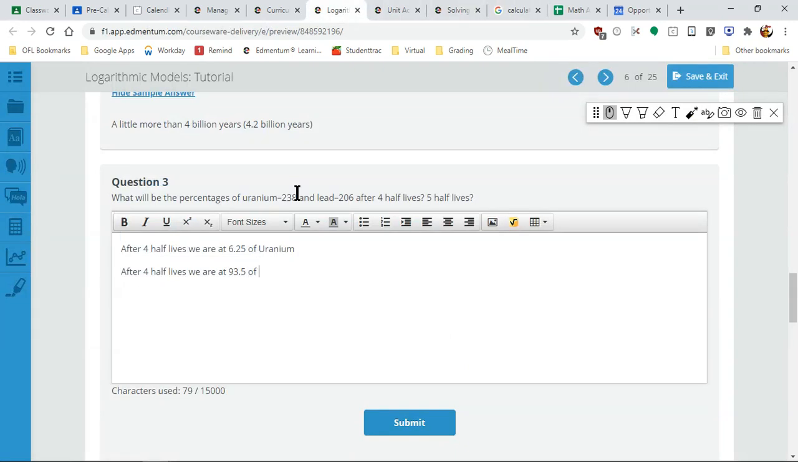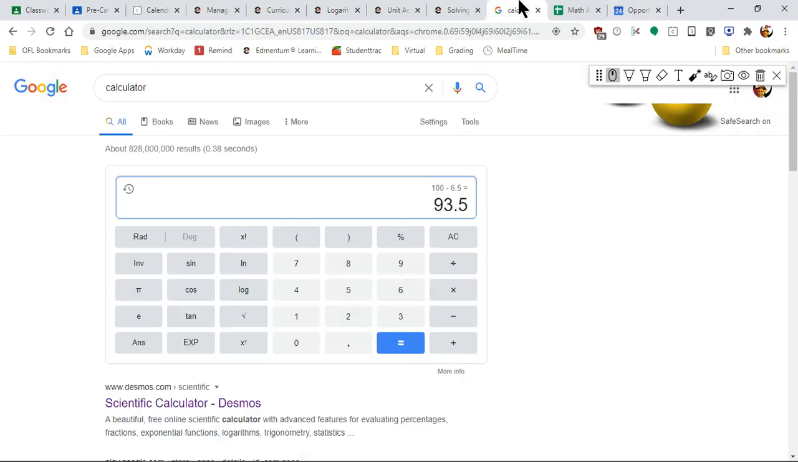So 93.75 lead. Basically, what we're doing is we're just subtracting it from 100. And then I'm lazy, so I'm going to copy both of these lines. Boom. And then I'm just going to go back and change this to 5 half-lives. So I change that to 5, change this to 5. I'm going to cut this in half. So 6.25 divided by 2 is 3.125%.